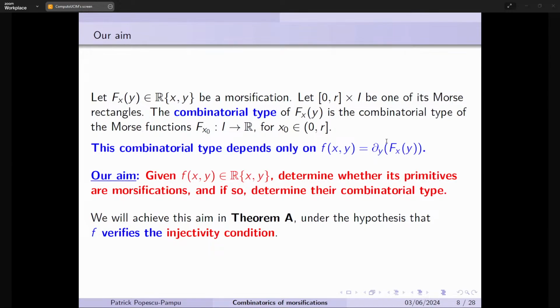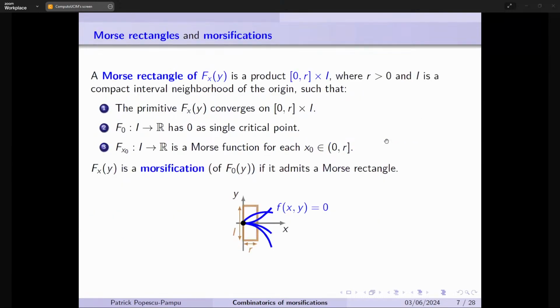And why we needed to look at primitives is that the Morse function of a Morsification big F of y depends only on this partial derivative. So in fact, if you want to determine that combinatorial type, it depends only on the function small f. And the function small f is a function which defines exactly here this curve along which the critical points move. So each time you take a vertical segment, it cuts this blue curve in the critical locus. So here you have an image of the movement of the critical locus, which was only one point here. And now when x augments, you see that it splits into several points.